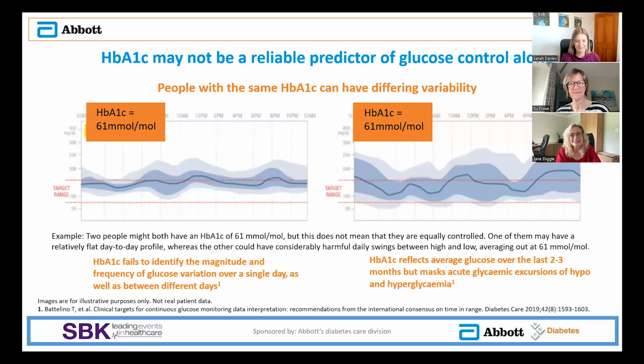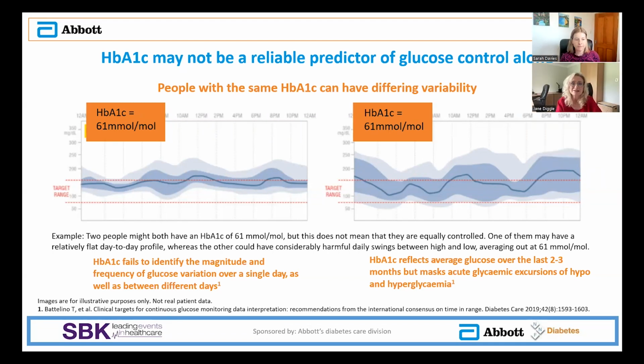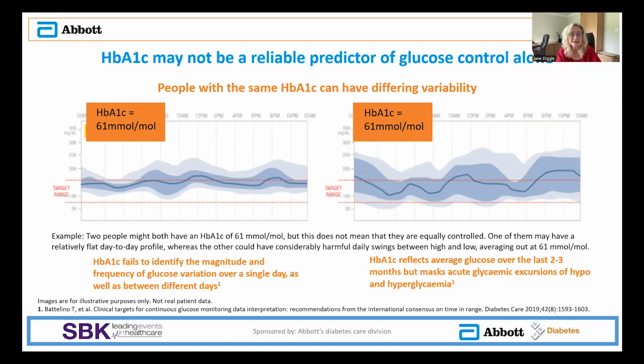So thank you, Sarah. So obviously improving HbA1c in a person with diabetes is important, and of course that's the reason why we have HbA1c targets. We know, as Sarah has said, that reducing the HbA1c and achieving the recommended personalised target reduces a person's risk of the diabetes-related complications. And I think we've tended to regard HbA1c as our absolute gold standard measure of glycemic control. But it can, in isolation, be misleading, and it may not be a reliable predictor of glucose control.